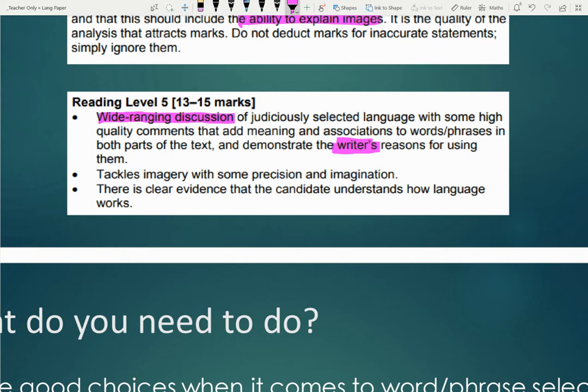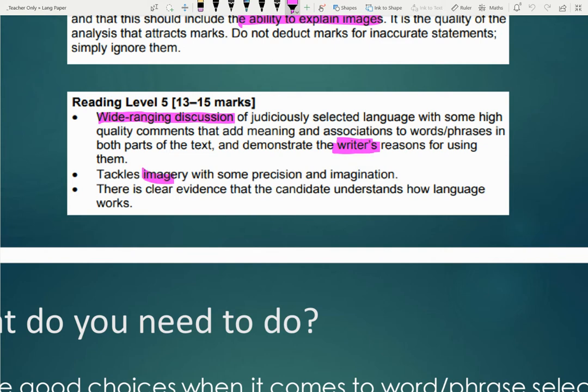So as always, when you're analysing language, you really should be thinking about the writer first and foremost. Why have they chosen these words? What are they trying to achieve? What are they trying to communicate and convey? And it should really be focused around what the writer is doing.